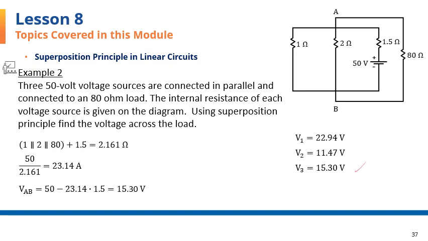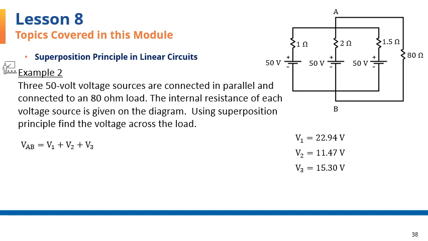To find VAB of the original circuit, we will simply add these three voltages. VAB equals V1 plus V2 plus V3, which comes to 49.71 volts.